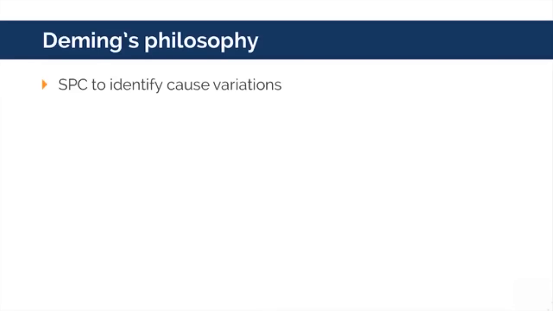The first is the use of statistical process control to identify special and common cause variations. This tenet emphasizes identifying both special and common variations. Special variations are erratic and unpredictable. Common variations are inherent in the system.